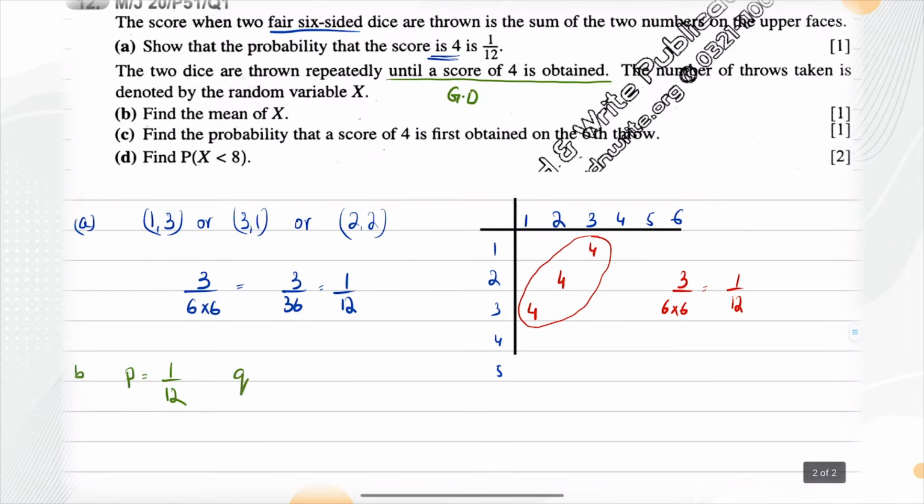Okay, now what do we do? Let's also write down the probability of failure. So 1 minus 1/12 which is equal to 11/12. Okay, so this is the probability of success, this is the probability of failure.